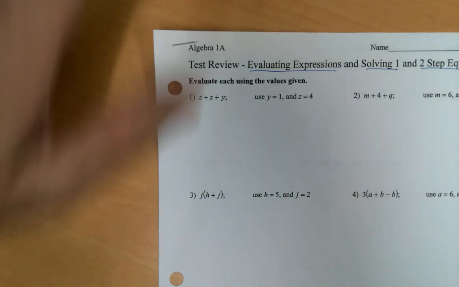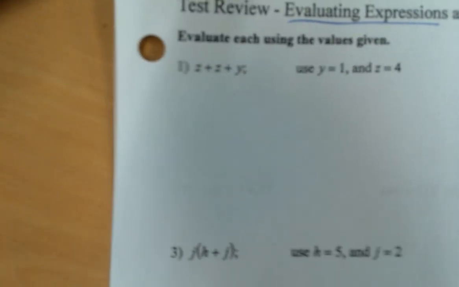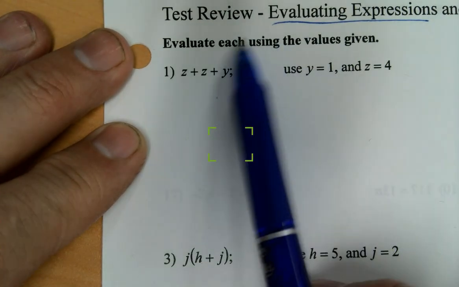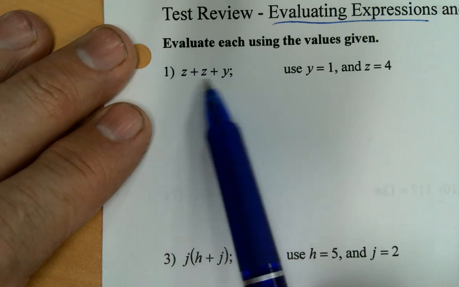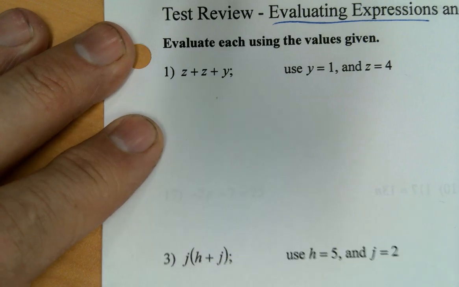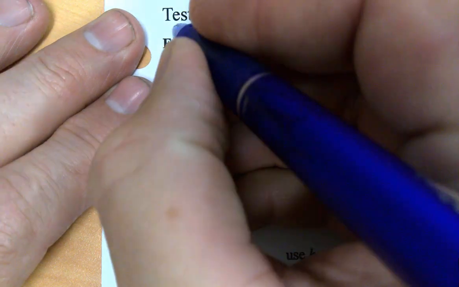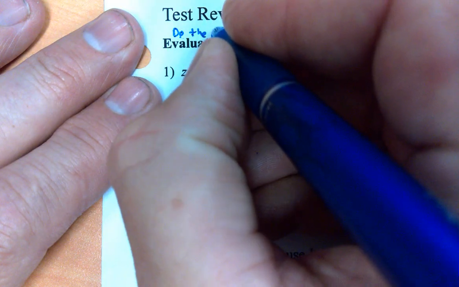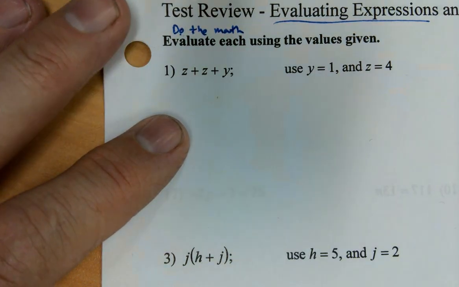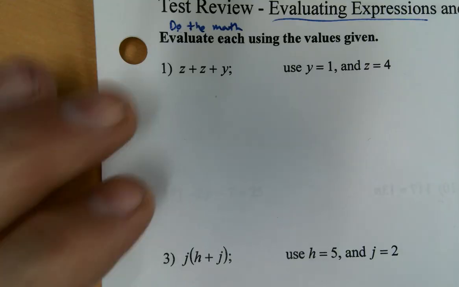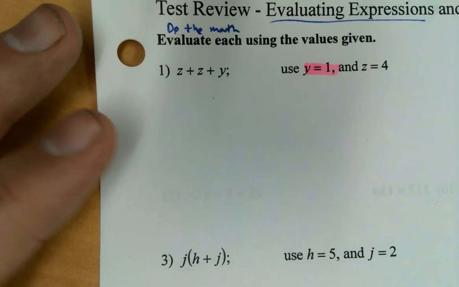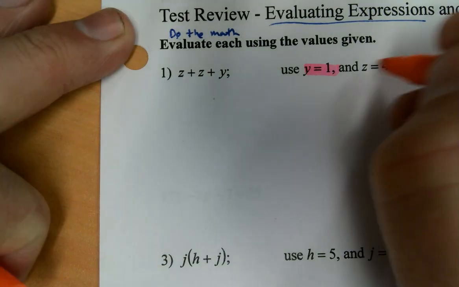Taking a look at this, we're going to go through number 1 together. Now remember, when it says to evaluate, that means you're substituting numbers in for these variables, and then you're just doing the math. Evaluate, if you remember from our notes, means do the math. Over here on the right-hand side, it says use y equals 1, and it also says to use z is equal to 4.